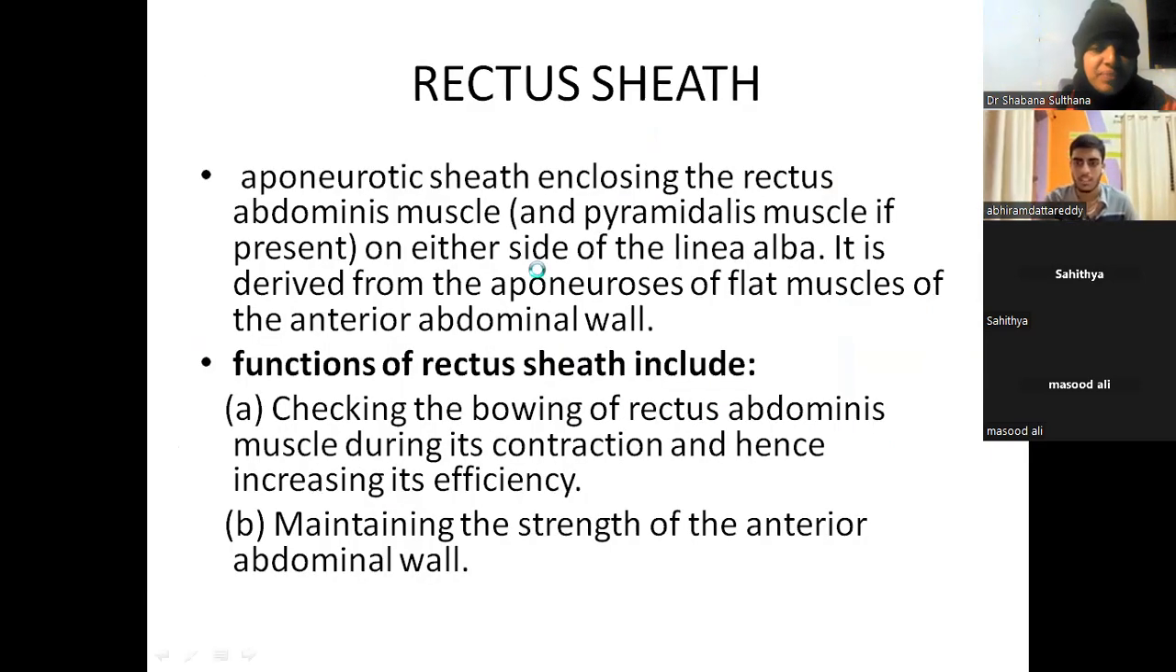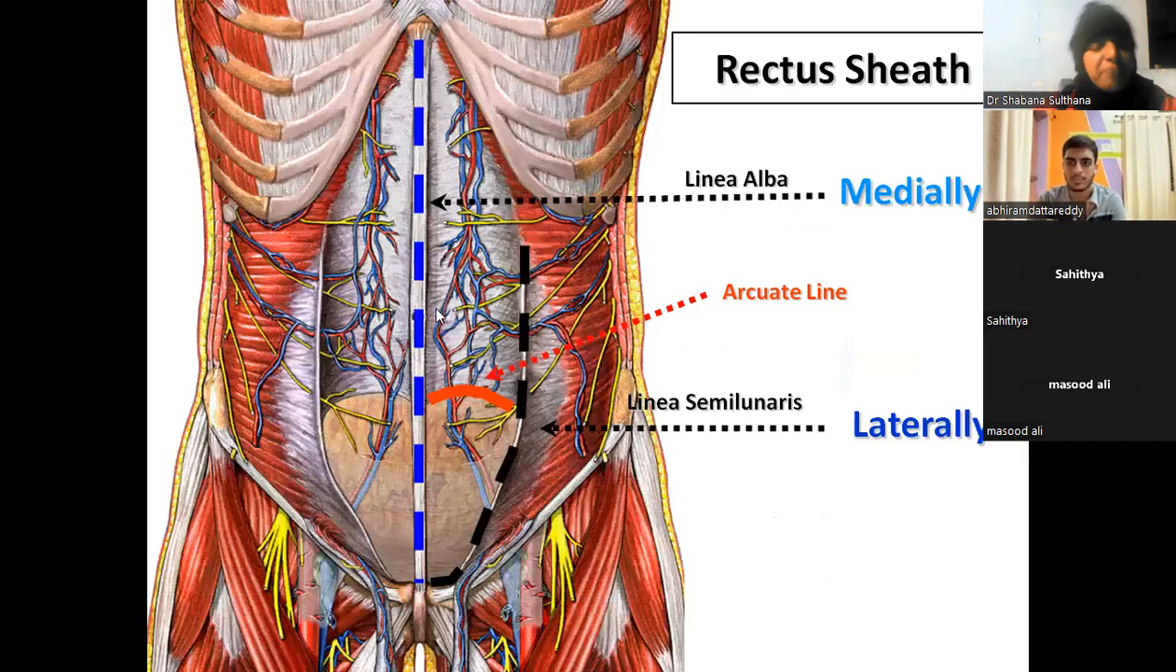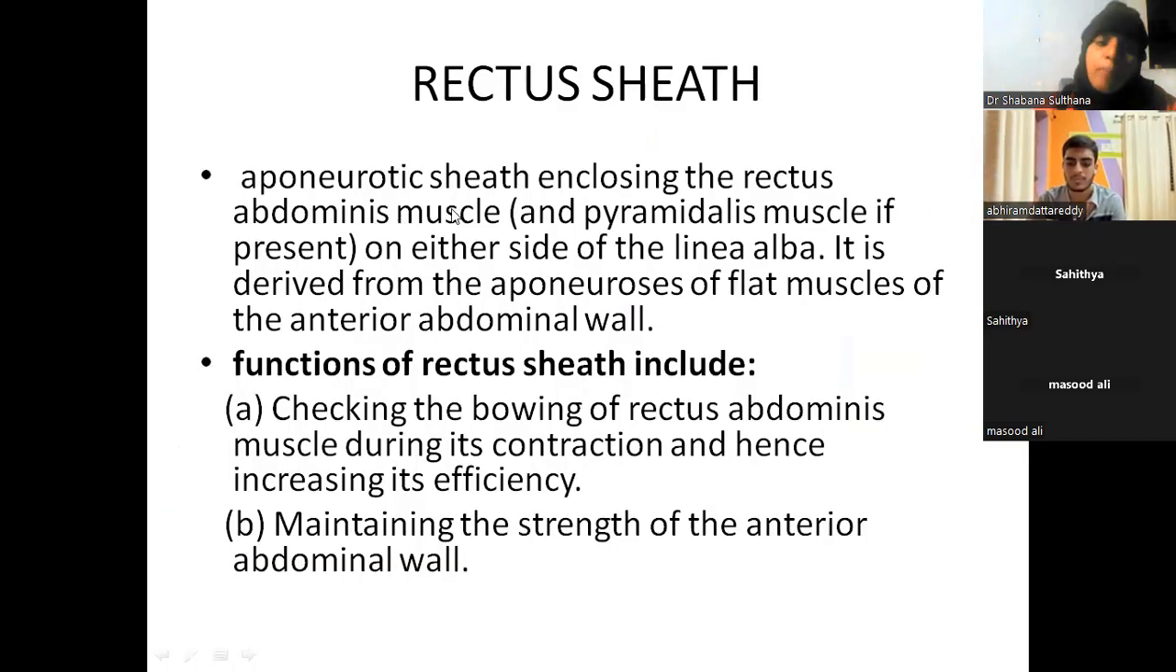Okay. So, rectus sheath you are finding. It's an aponeurotic sheath enclosing the rectus abdominis muscle and also the pyramidalis muscle if it is present. It is present on either side of linea alba. We know the rectus sheath is derived from the aponeurosis of all three muscles of the anterior abdominal wall. The three muscles are external oblique, internal oblique, and transversus abdominis.